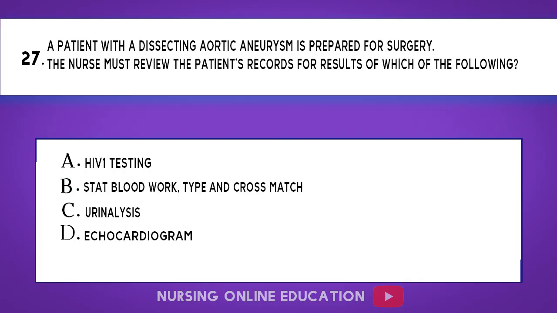27. A patient with a dissecting aortic aneurysm is prepared for surgery. The nurse must review the patient's records for results of which of the following? A. HIV-1 testing. B. Stat blood work, type and cross-match. C. Urinalysis. D. Echocardiogram. The answer is option B, stat blood work, type and cross-match.